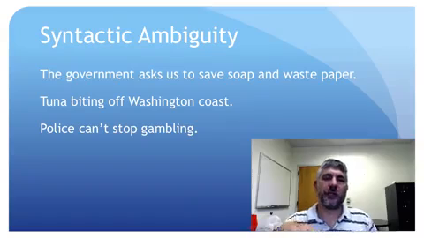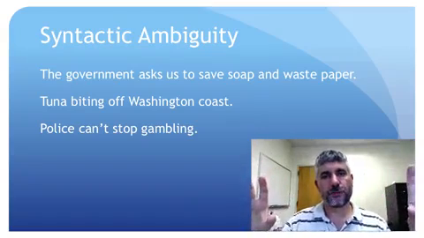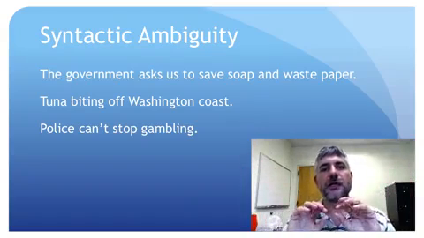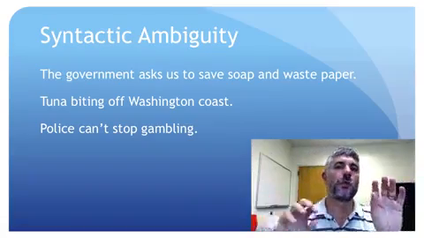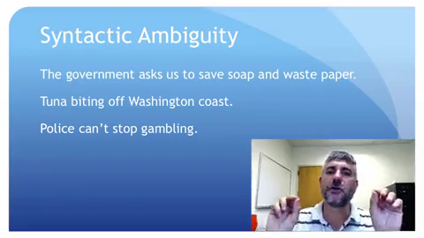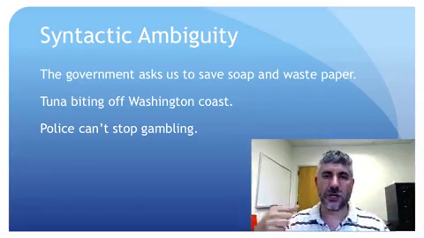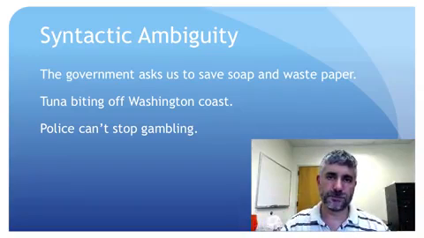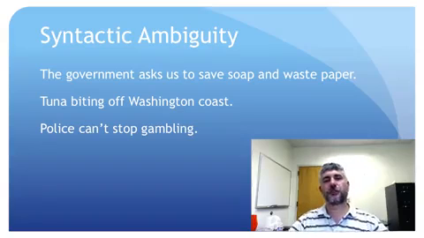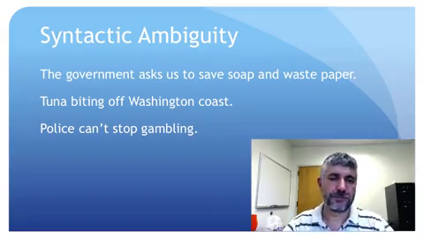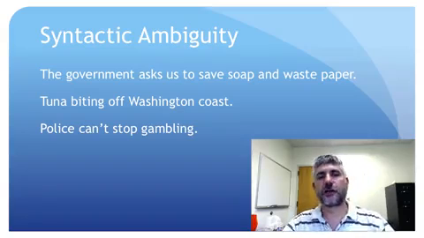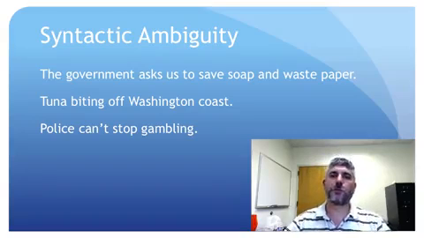Syntactic ambiguity is when you have a phrase that can be given two different interpretations, where the two different interpretations differ in the grammar, in what grammatical categories are assigned to different parts of that phrase. So let me give you some examples to illustrate the idea. Consider the sentence, "The government asks us to save soap and waste paper."